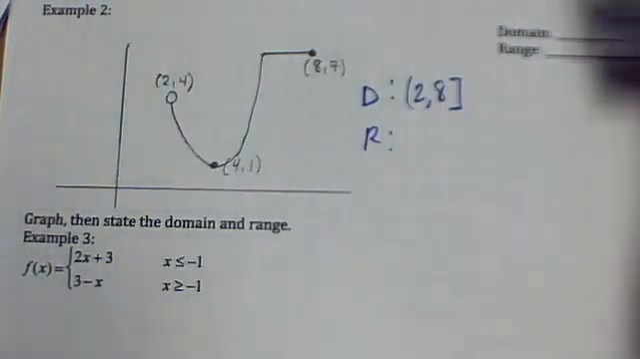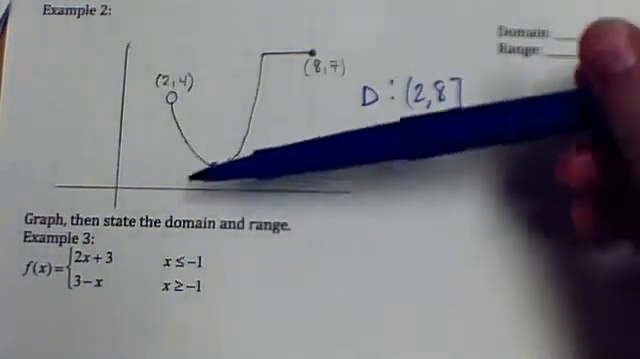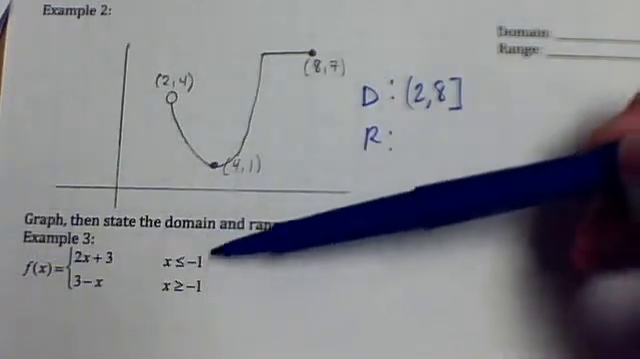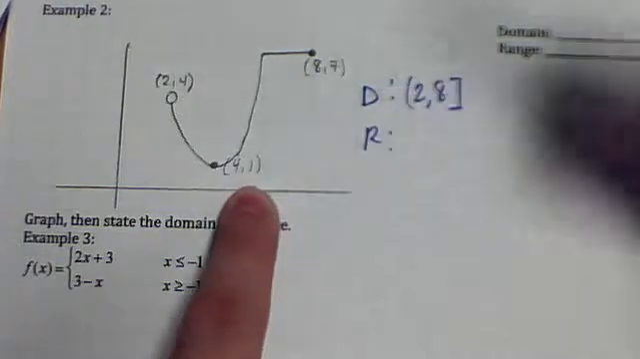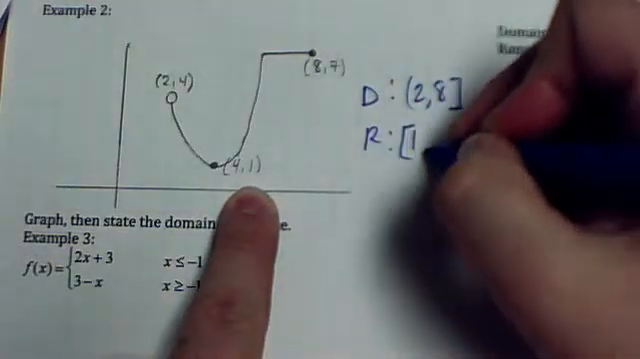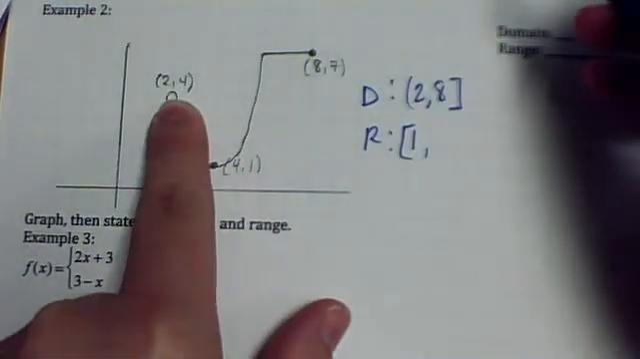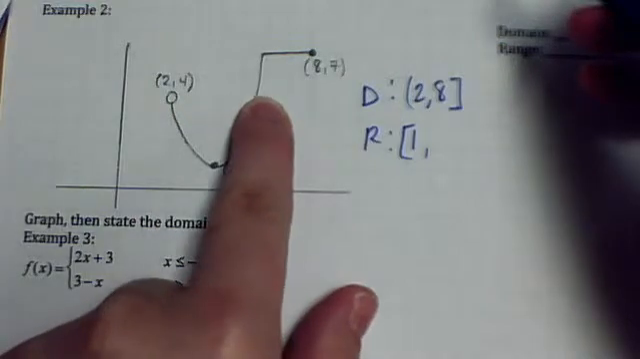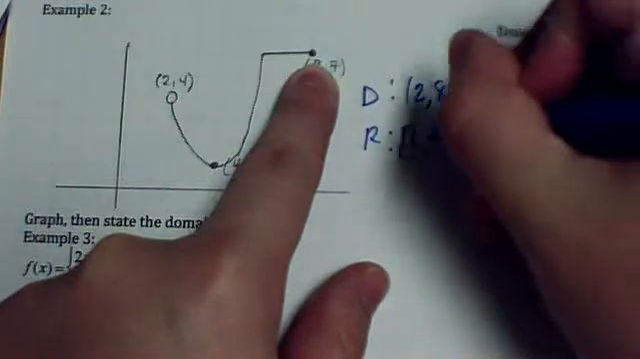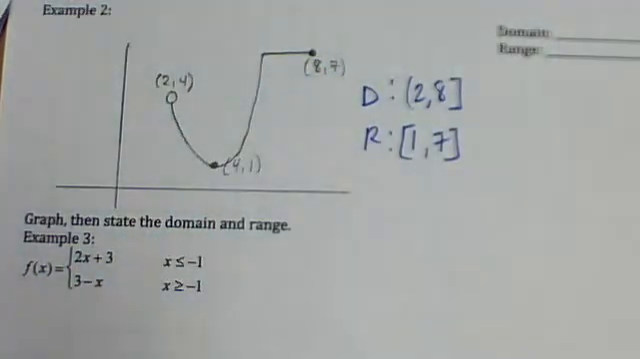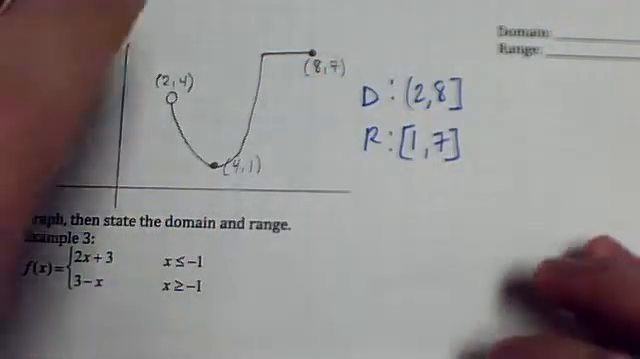Now the range is your y value, so bottom to top. There are no arrows pointing down, so this is the lowest my y value ever is, so that's 1, and it does equal that. Keep going. There's a hole here, but if you look, it's filled in on this side, so that's fine. Keep going. This is the highest your y value is, so 7. That's going to be your domain and range for that graph.